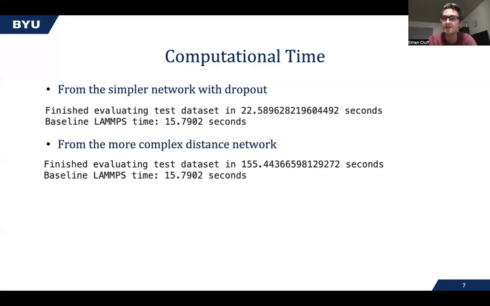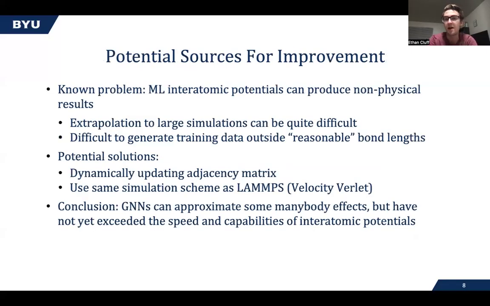I thought the distance network might be better because it has fewer parameters, but the complex distance calculation ended up making it a lot slower, almost 10 times as slow as the LAMMPS simulation. So why did this happen? How could these be better? Well, one known problem is that machine learning interatomic potentials can produce non-physical results. One of the reasons is it can be difficult to extrapolate to large simulations.